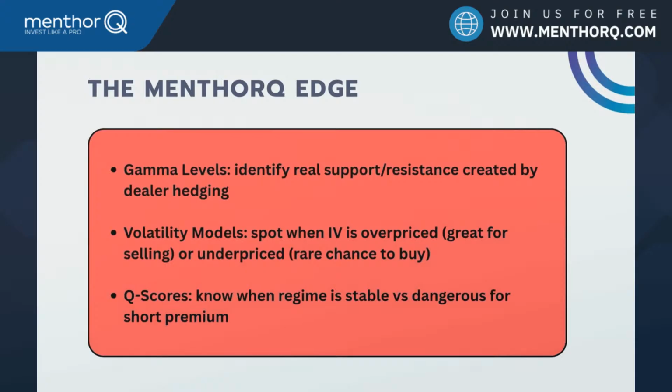So what can we provide? We can provide you with gamma levels. These are really support and resistance areas created by dealer hedging. We can provide you with volatility models, and we're going to show you some examples today.